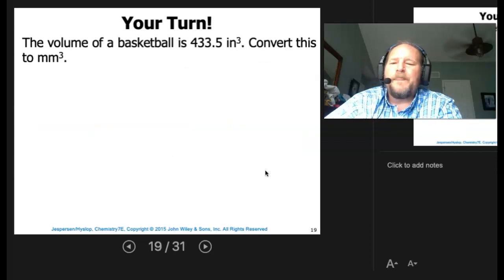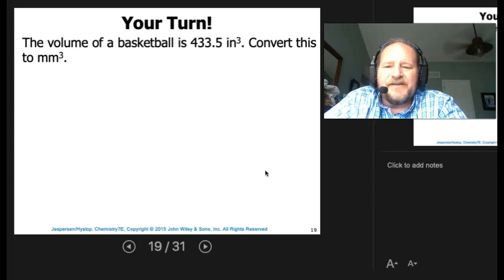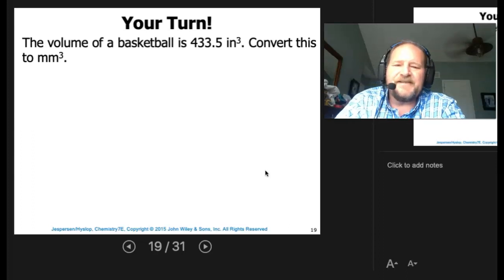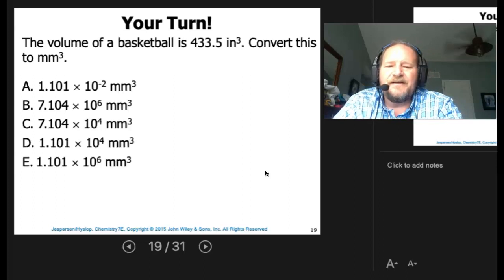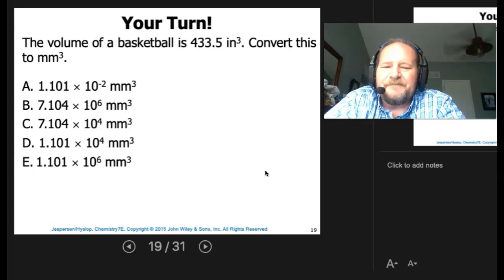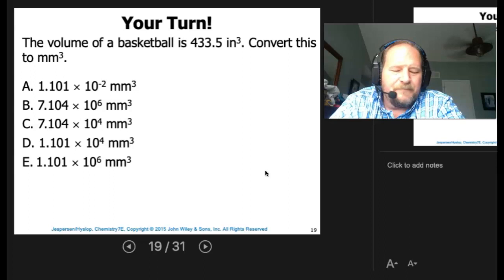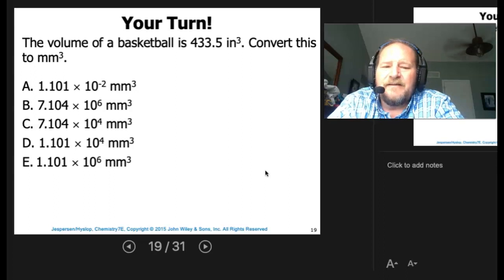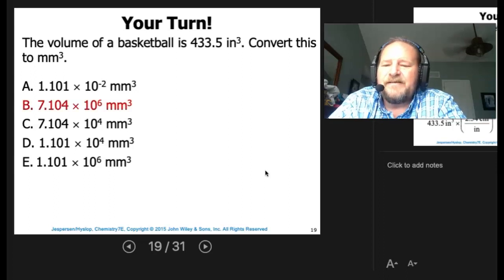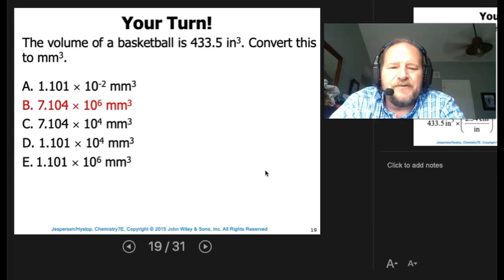All right. The volume of a basketball is 433.5 inches cubed. Convert this to millimeters cubed. And there are your options. And I'll pause here. You can hit pause on the video, work the problem out, hit play, and hopefully you got B, 7.104 times 10 to the 6th millimeters cubed.